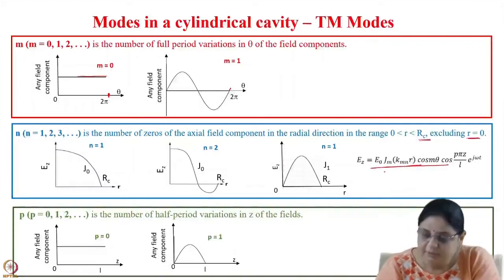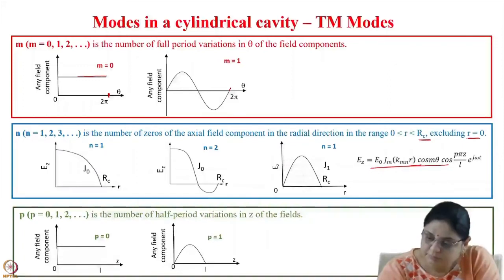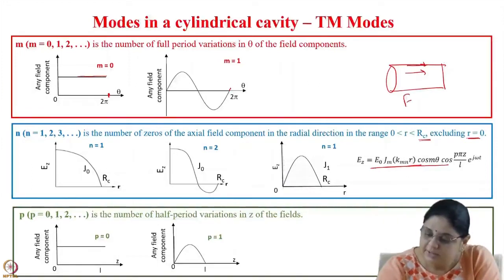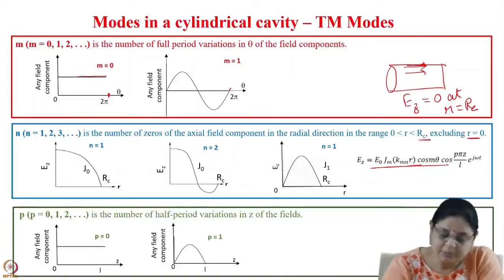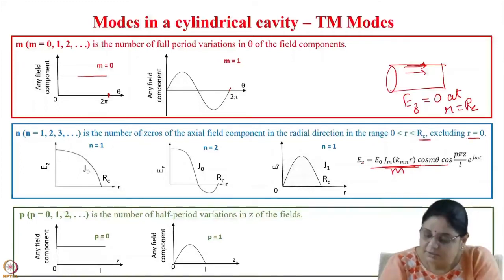Notice that whenever it is a TM mode in the cavity and you have an EZ field, EZ will always be 0 at R equal to RC in order to satisfy the boundary condition. The variation is of the form of a Bessel function. It depends upon the value of M which Bessel function variation will be there. If M is equal to 0, then it is J0. If M is equal to 1, then it is J1.